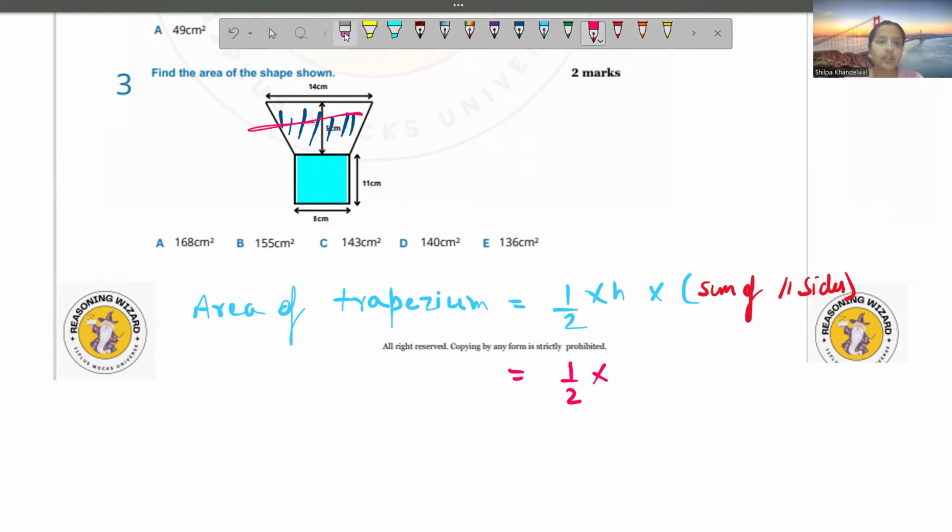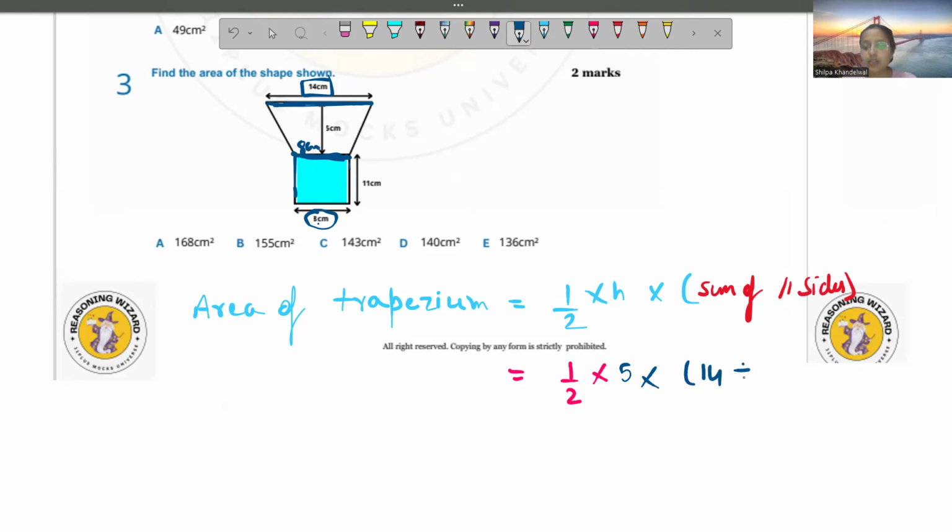You can clearly see in the picture, right? It's 5. And then the sum of parallel sides. Parallel sides are this one and this one. So this is 14 centimeter. And now you must be wondering, ma'am, then what is this one? Well, you can clearly see here the measurement is given. This is the side of the square as well. So this is going to be 8 centimeter. 8 centimeter here, 8 centimeter here.